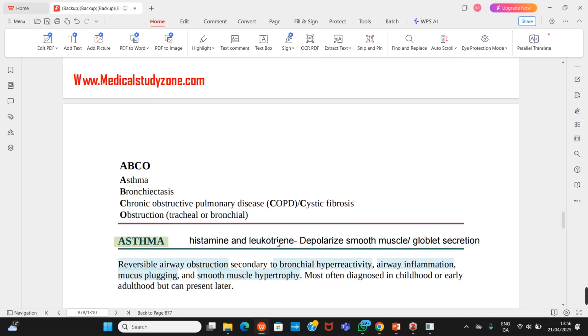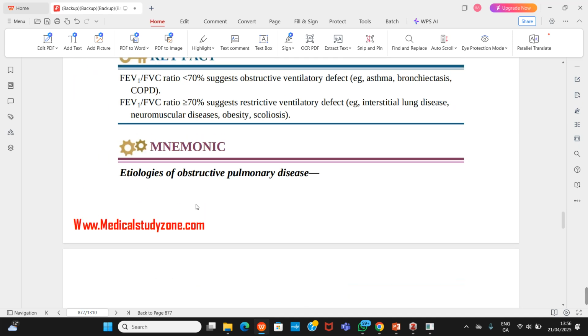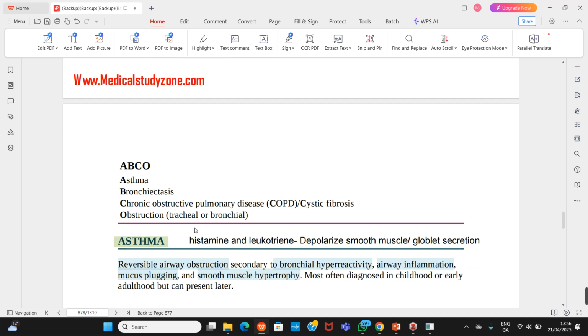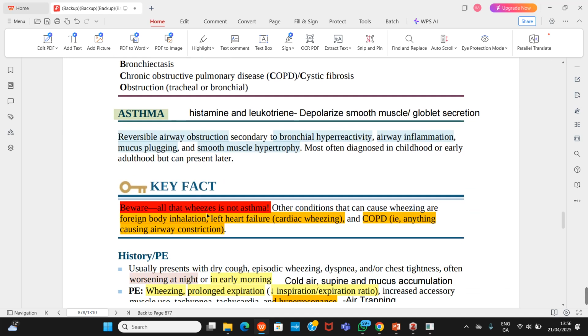Okay. So what are the causes of obstructive lung disease? So we have the HEBICO: asthma, bronchiectasis, COPD, and tracheal or bronchial obstruction. So we are starting with asthma, and we are all familiar with asthma.